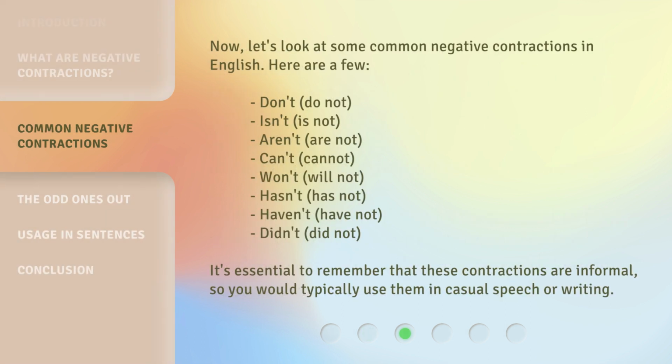Now, let's look at some common negative contractions in English. Here are a few: don't, do not, isn't, is not, aren't, are not, can't, cannot, won't, will not, hasn't, has not, haven't, have not, didn't, did not. It's essential to remember that these contractions are informal, so you would typically use them in casual speech or writing.